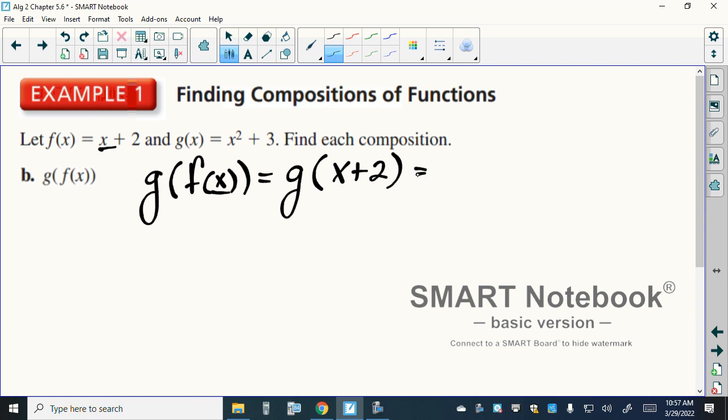Any questions so far? Now I don't have g of x anymore. I have g of x plus 2. So in the function g of x, I'm replacing every x with x plus 2, which would give us (x plus 2) squared plus 3. And this is a good reason for putting those parentheses around it, because if it's 2x, it's going to be 2 times what we're replacing the x with.